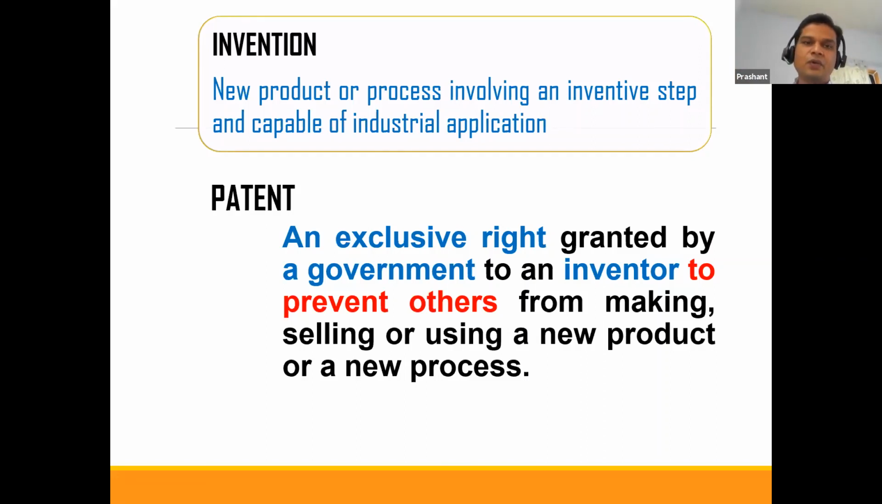For example, you are developing a medicine, then of course it will have some industrial application because ultimately it will be manufactured and sold to the public, and then of course there will be a consumer or patient who will be consuming your product. So these are the three criteria: novelty, inventive step and utility. I'll briefly explain all three again with the help of an example.